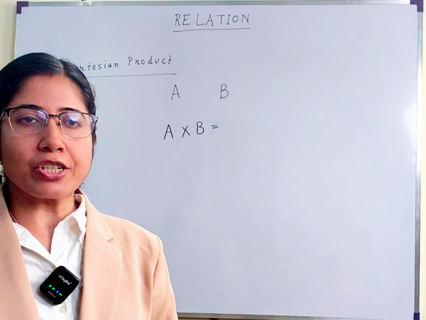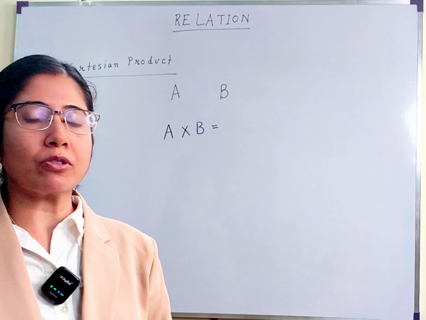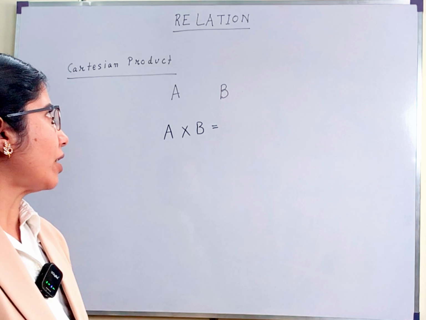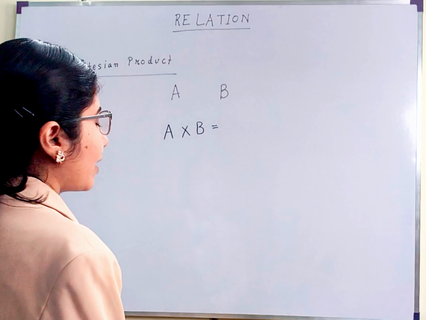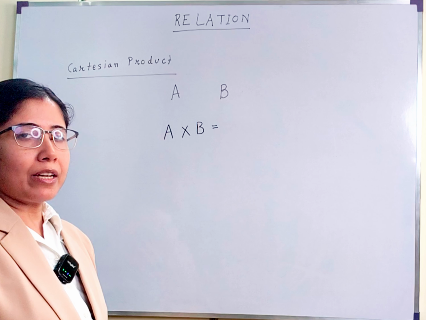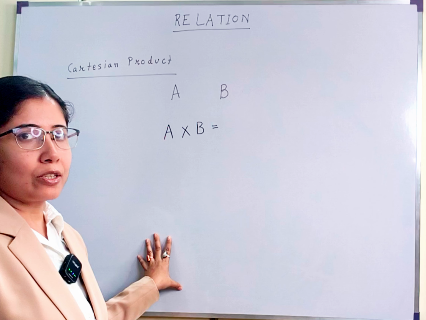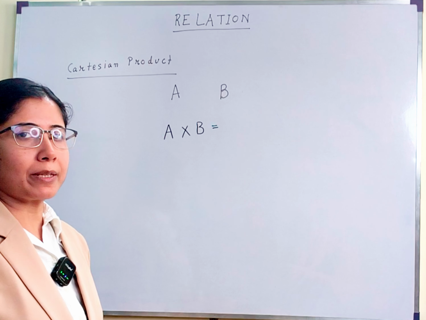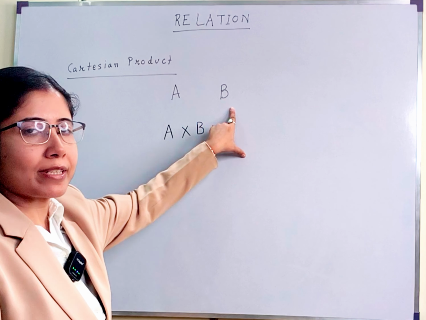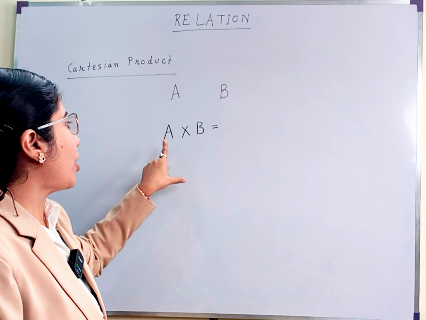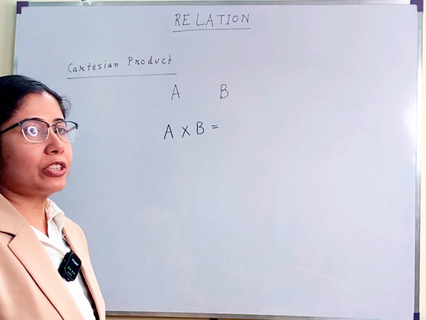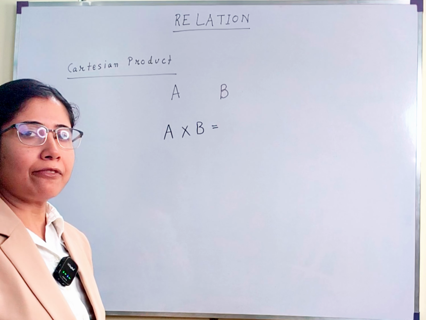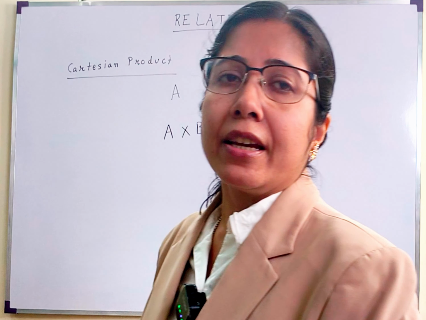Before I start relations, I want to give you an overview about Cartesian product because the concept of Cartesian product is required to understand relation. Now what is a Cartesian product? Cartesian product is a way of combining two sets to create another new set of ordered pairs. That means if A and B are two different sets, if we combine these two sets in this way, A cross B, to generate another new set which will have the set of ordered pairs. Now how will we write mathematically?